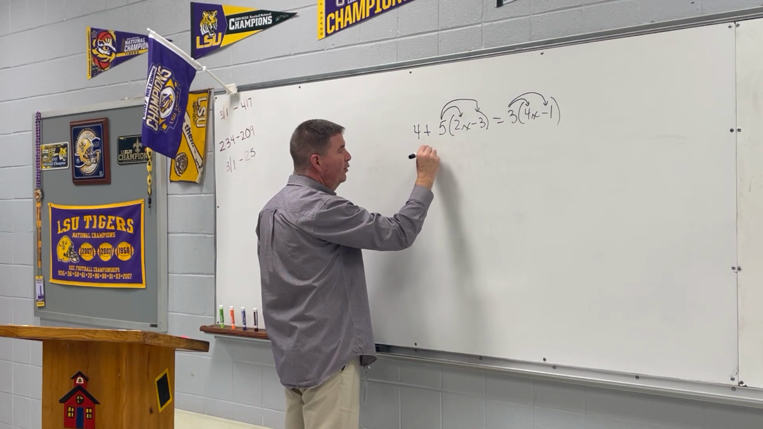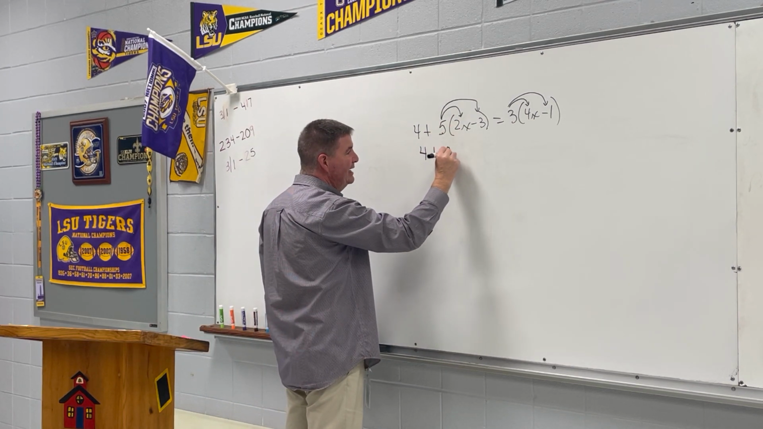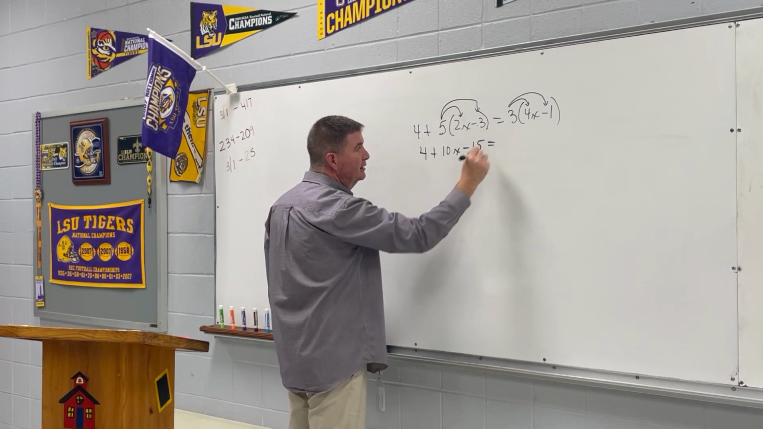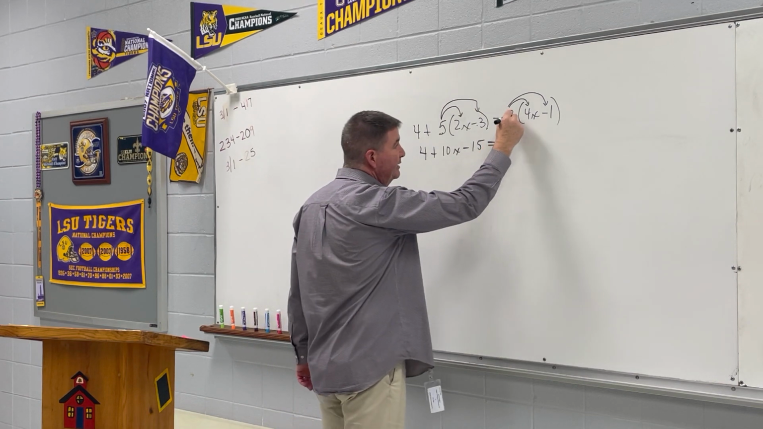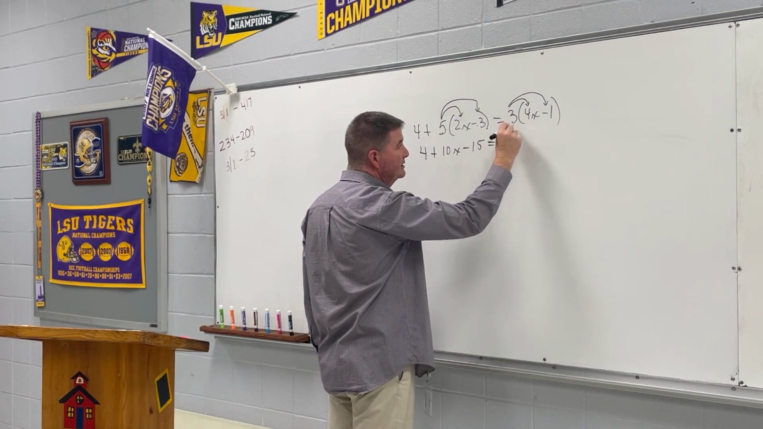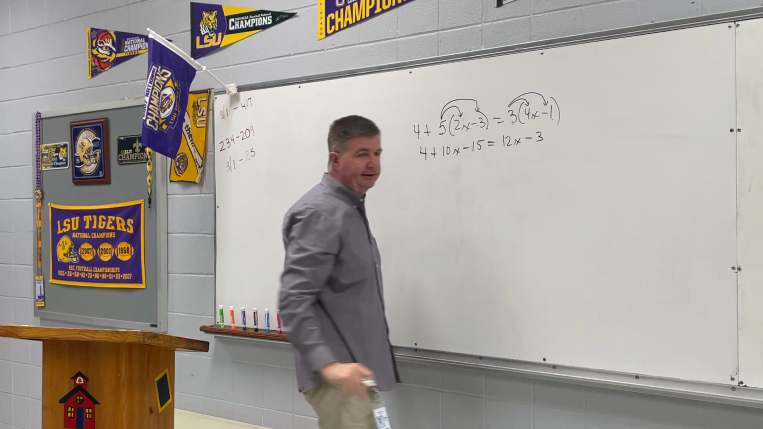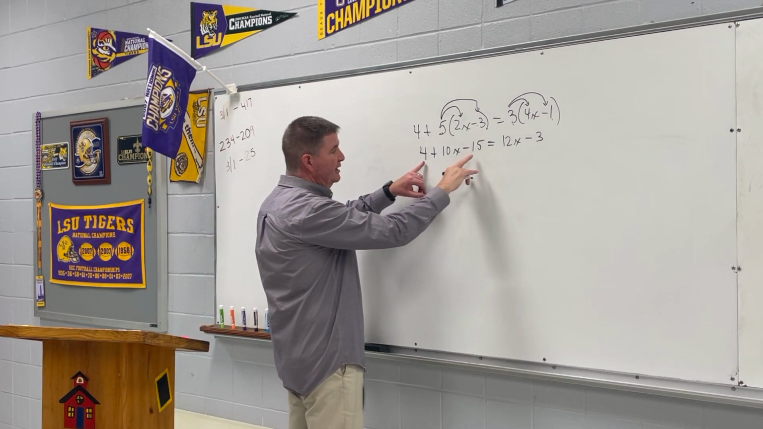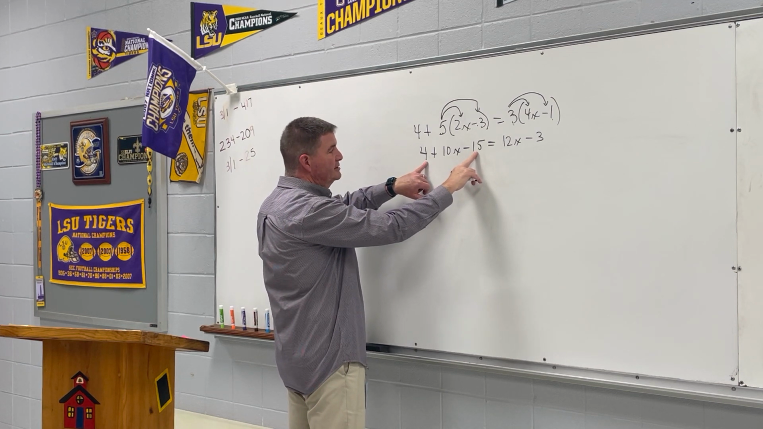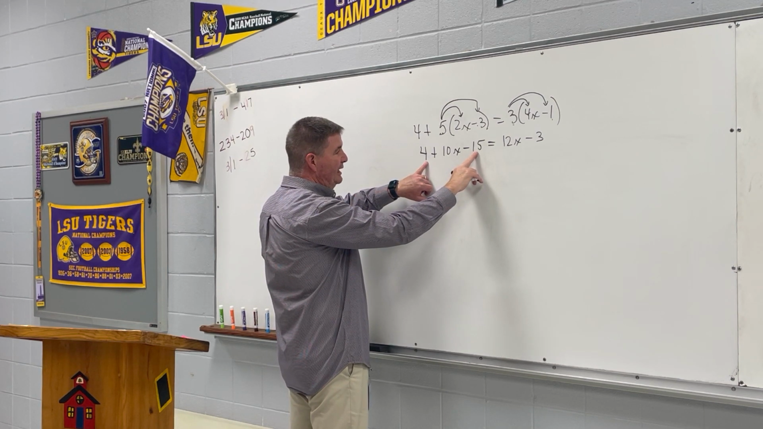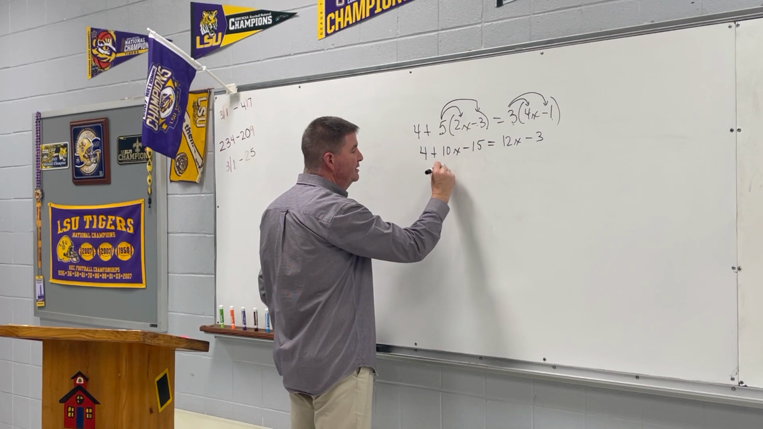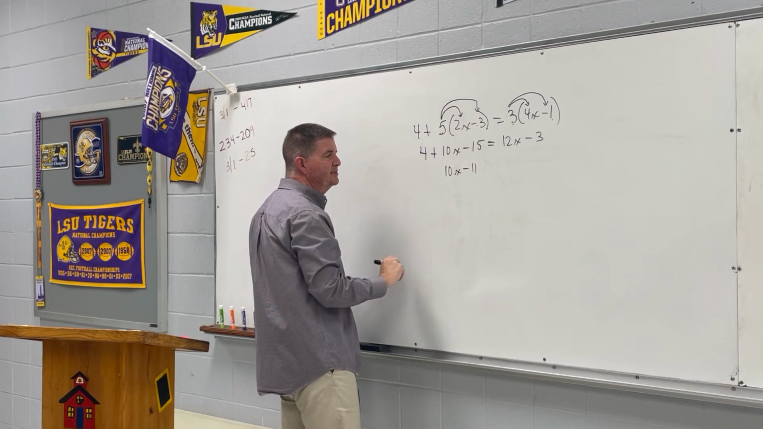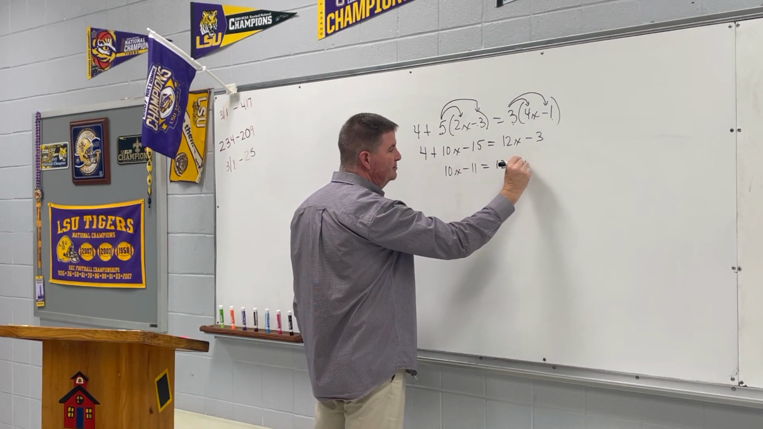This is going to be 4 plus 5 times 2 is 10x, and 5 times negative 3 is negative 15, equals, over here we have 3 times 4x, which is 12x, and 3 times negative 1 is negative 3. Now we're going to look at the left side. I have numbers on the left, so I'm going to combine them, called combining like terms. This is going to give me 10x minus 11, since negative 15 and a 4 gives me negative 11, equals 12x minus 3.